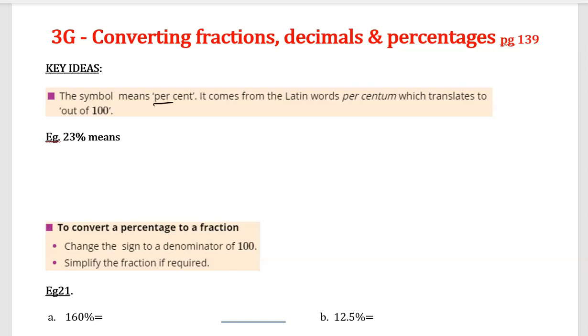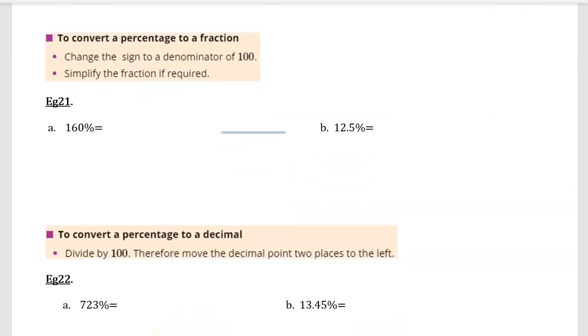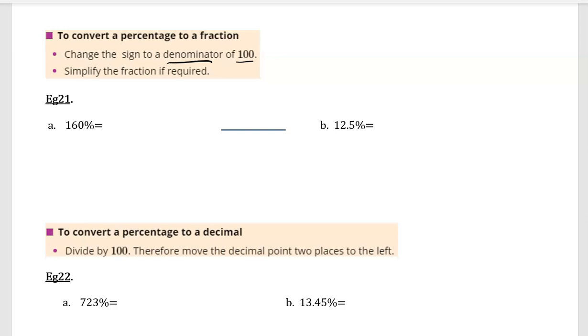Okay, the symbol per cent, per hundred, comes from the Latin per centum, which translates to out of 100. So therefore 23% actually means 23 hundredths, or 0.23, because here we have 23 hundredths. So to convert a percentage to a fraction, the denominator has to be 100 because it's per cent. Cent meaning 100, like centimeter. Then we simplify if required.